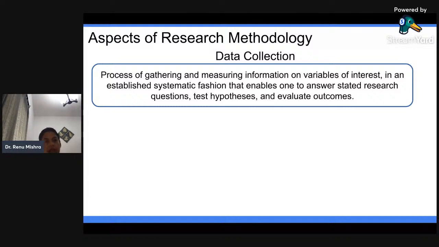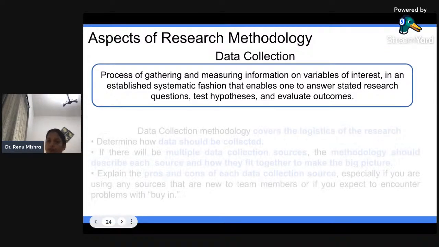Data collection is how you obtain that information, how you get access to it, which particular way you get the information, and why you need it. Because you had certain research questions and objectives, you want to test certain hypotheses. Unless you have access to the right kind of data, you will not be able to do it. So that is data collection, a very important aspect of your research methodology.